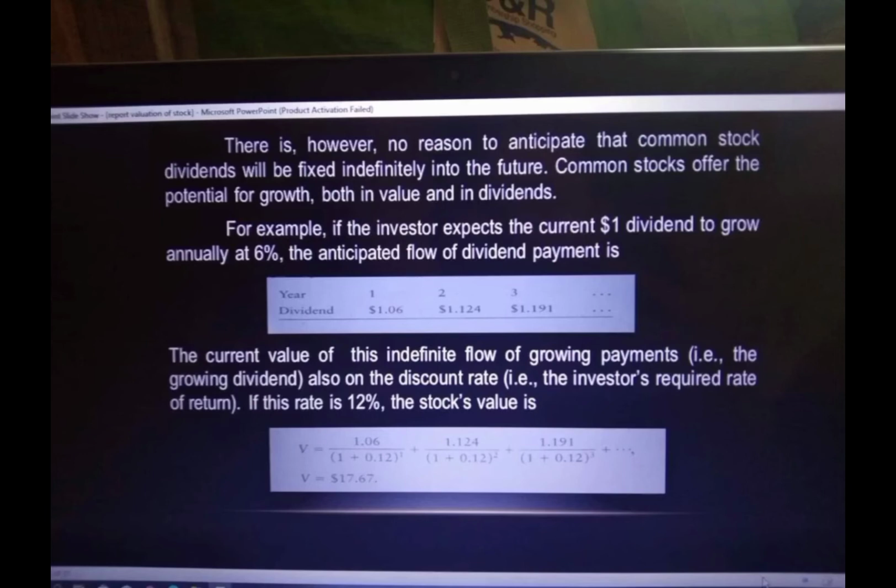So any price greater than $8.33 will result in a yield that is less than 12%. Therefore, for this investor to achieve the required rate of return of 12%, the price of the stock must not exceed $8.33.